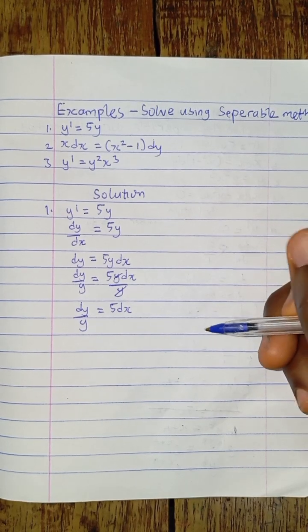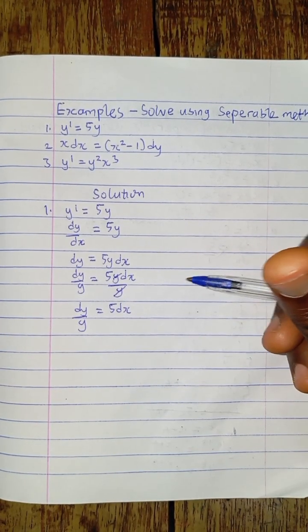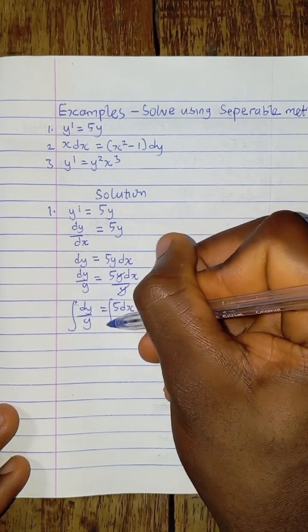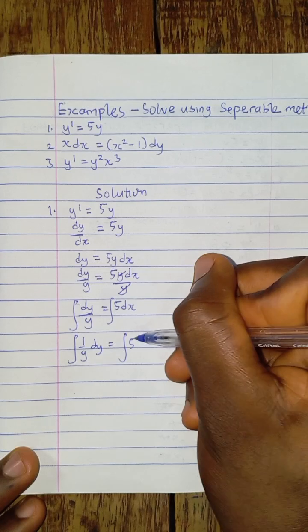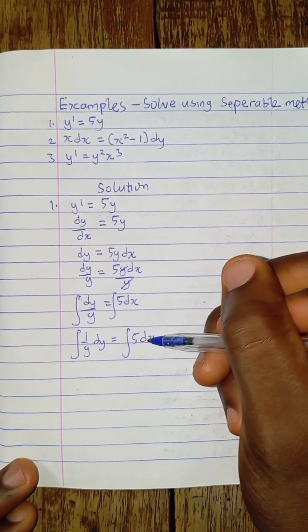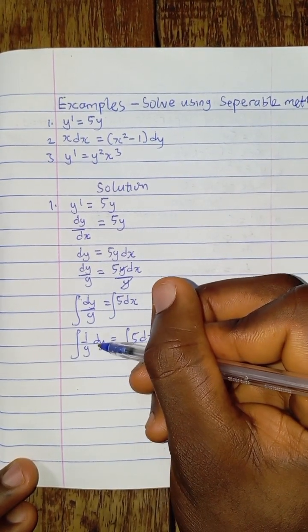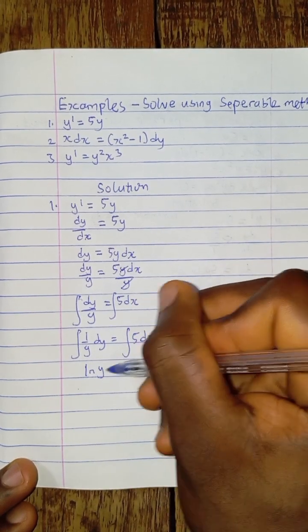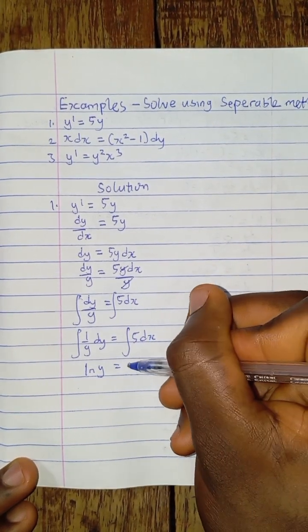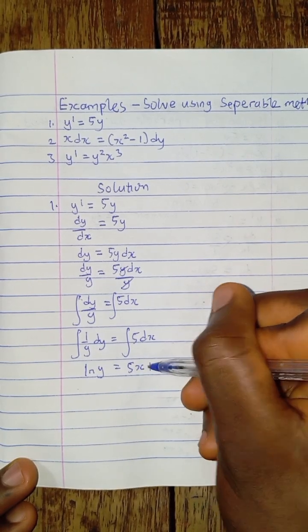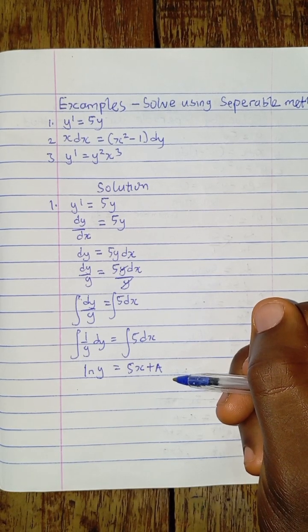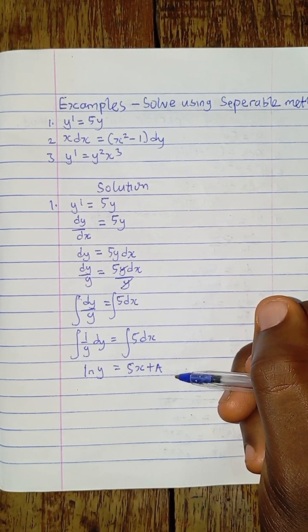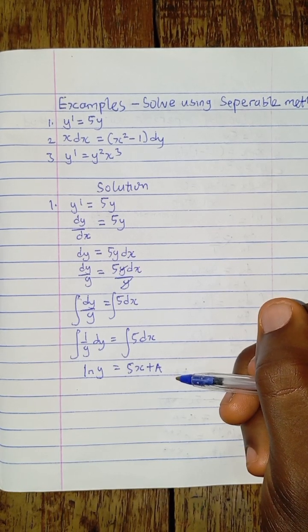In solving separable equations, when you get to this stage, the next thing to do is to integrate both sides. So we have the integral of 1 over y dy equals the integral of 5 dx. In integration, 1 over y with respect to y is ln y, and the integral of 5 dx is 5x plus a. We added the constant while integrating the x variable. So don't forget, anytime you integrate, you always add the constant. In this case, we're adding the constant to the x variable side.